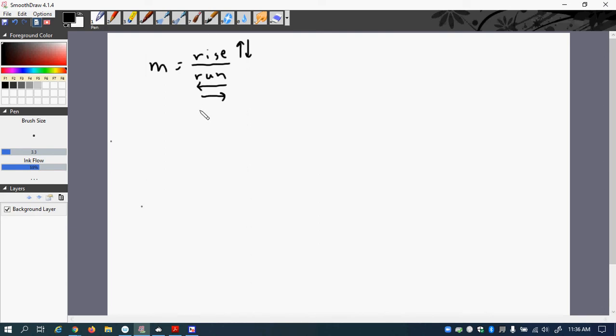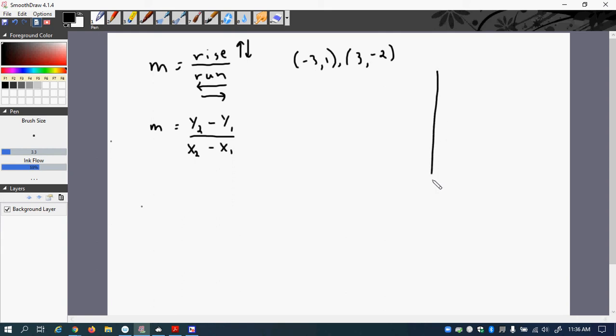And we also have an equation that we need to memorize. That's slope equal to y2 minus y1 divided by x2 minus x1. Right, so let's take a look at a couple points just to see how this all works. Let's say we're doing the points negative 3 comma 1 and 3 comma negative 2. Okay, so if we go ahead and graph this, here's our graph.